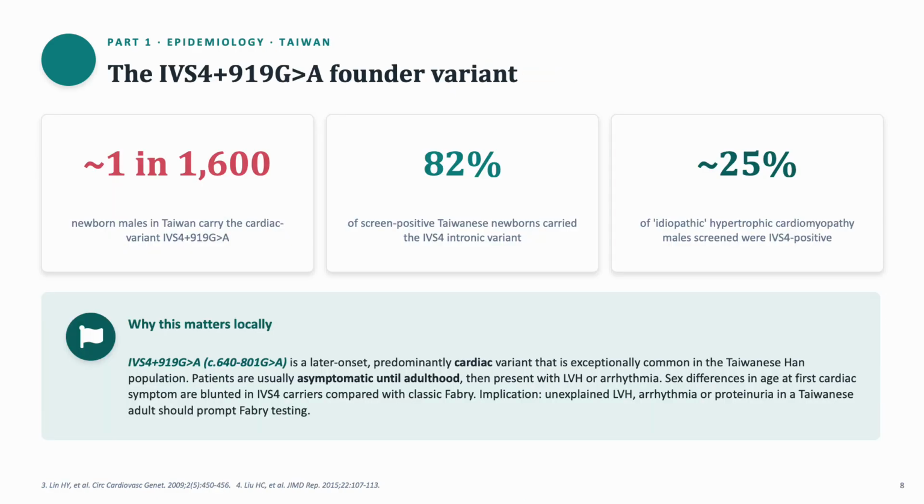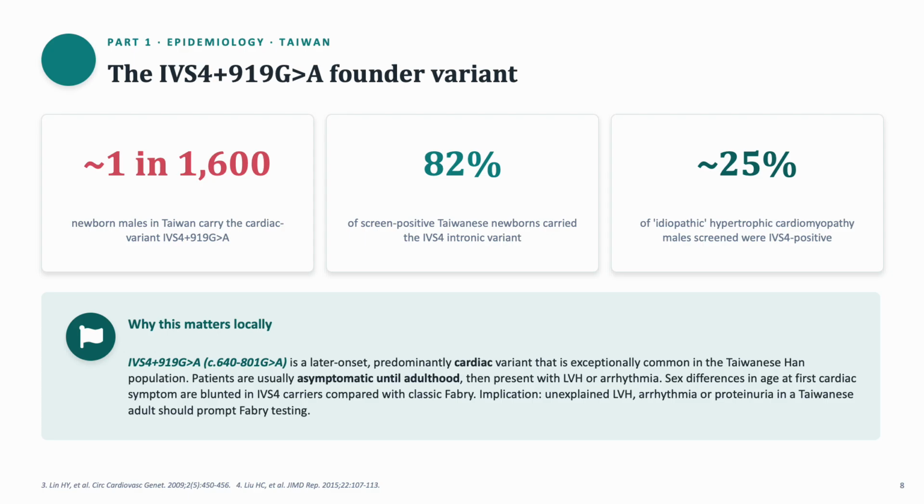Fabry disease deserves special attention in Taiwan. Newborn screening of Taiwanese infants reveals a high prevalence of the cardiac variant, the intronic mutation IVS4+919G>A, roughly 1 in 1,600 newborn males, and this single variant accounts for 82% of screen-positive babies. The same investigators screened men carrying the label of idiopathic hypertrophic cardiomyopathy. About one quarter were actually IVS4 Fabry patients.